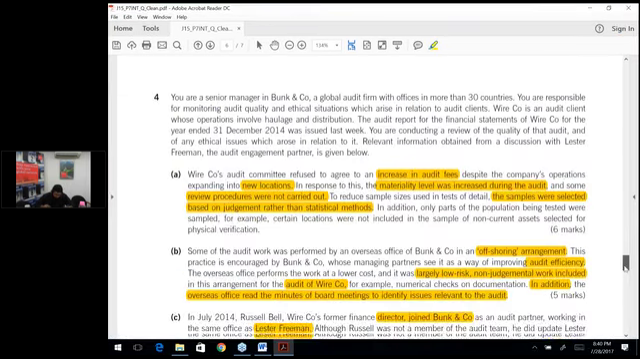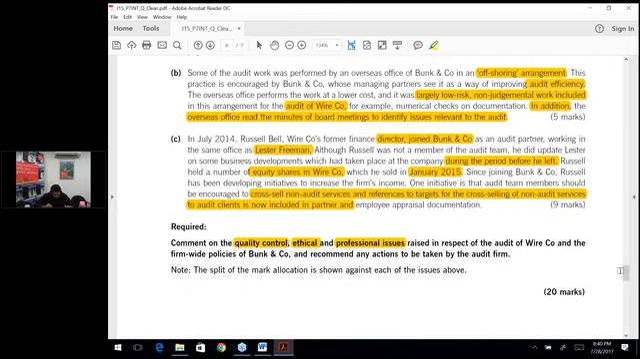first of all, you need to understand that Wire Company's former finance director has joined Bunk & Company, working in the same office as Lester Freeman. Lester Freeman is the partner who's in charge of this audit. Russell was not a member of the audit team. He did update Lester on some business development which had taken place at the company during the period before he left. So here, there is a breach of confidentiality on behalf of Russell Bell. Why is he sharing the information that he knew while he was part and parcel of the entity? He is not allowed to do that. That's a breach of confidentiality.